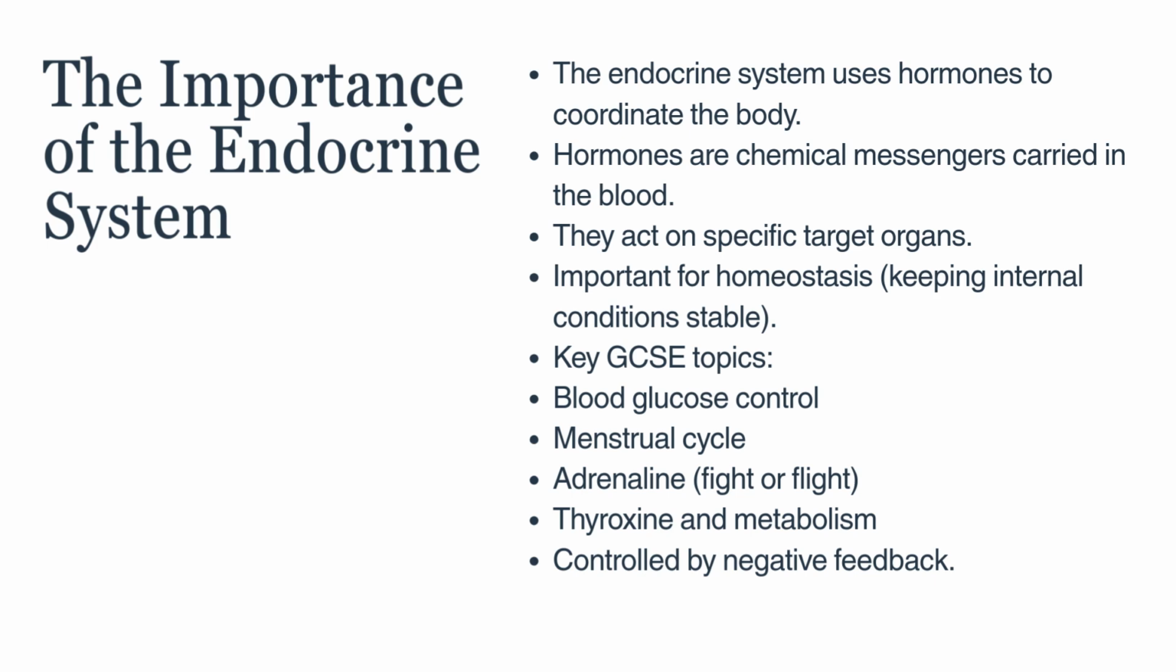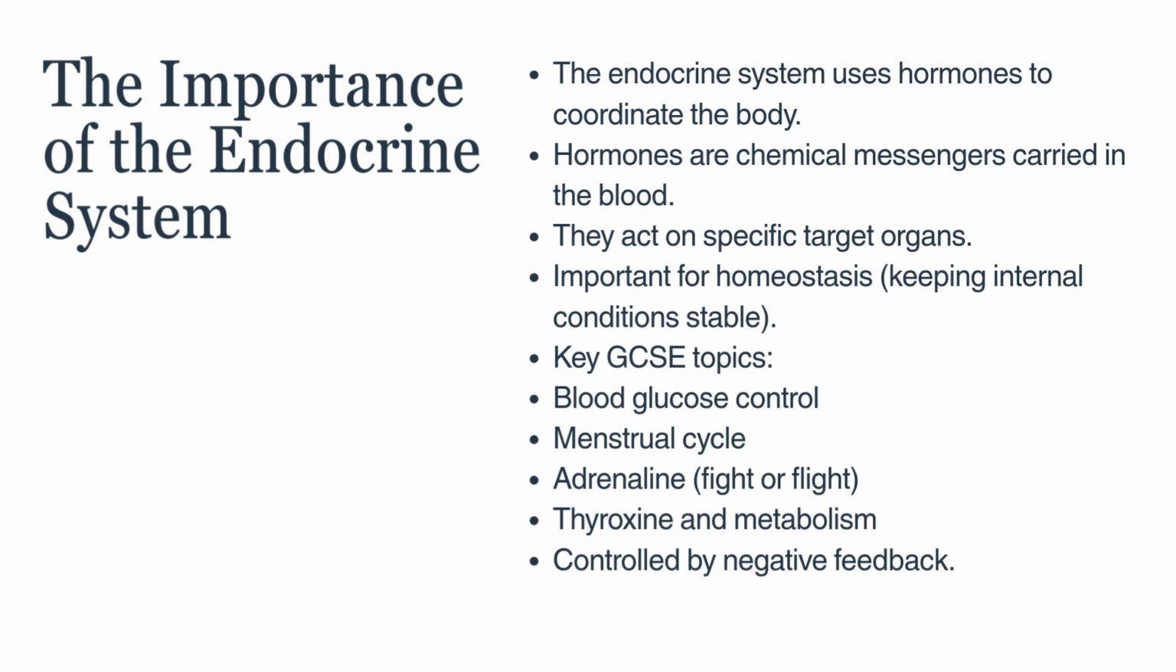Now for GCSEs, you don't need to memorize every hormone in the human body. You do need to understand what they are, where they are produced, how they travel, how they affect target organs, and how they help maintain homeostasis. Homeostasis, you need to know, is a big keyword here. It means keeping internal conditions stable, things like body temperature, blood glucose levels, and water balance.